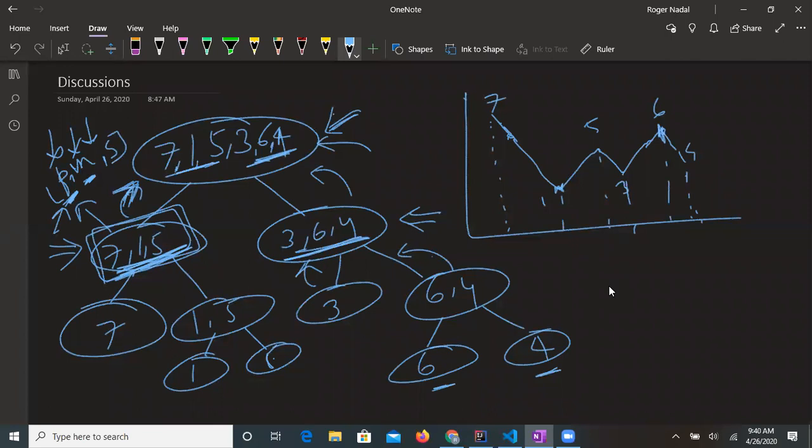What's the time complexity for the divide and conquer approach? So what do you say? What do you think?